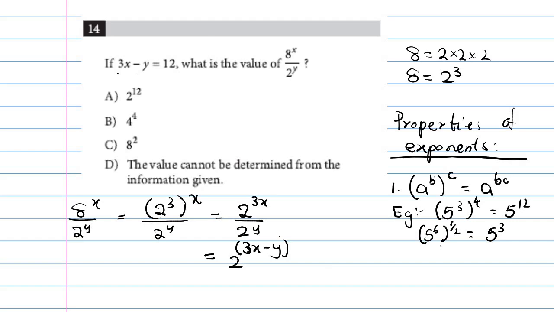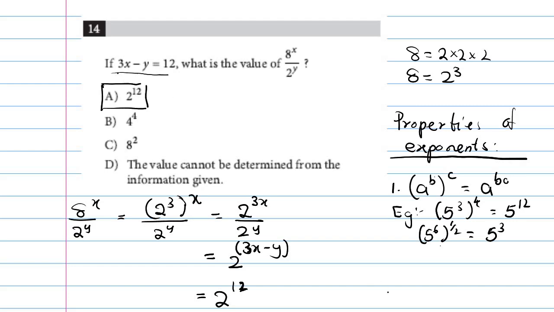So what is 3x minus y? That is 12, isn't it? That's what they have given here. See how everything matches up, right? So let me write it down below: 2, and then you put 12 here. So that's 2 to the 12. That means your answer is A here.